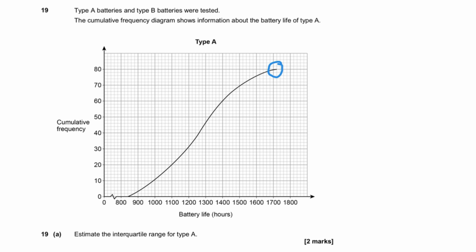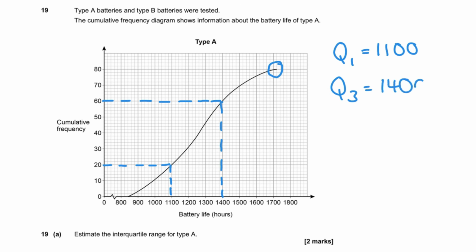So to estimate the interquartile range, we need to go a quarter into the overall number. So that's going to be at 20. So if we draw a line up to the curve, and then we can take a reading from the bottom. So the lower quartile is 1,100 hours. The upper quartile is going to be 3/4 of the way into the batteries, so that's going to be at 60. So we'll draw a line up to the curve and then take a reading from the bottom. So the upper quartile is 1,400 hours.